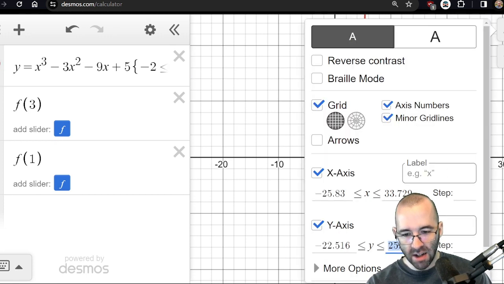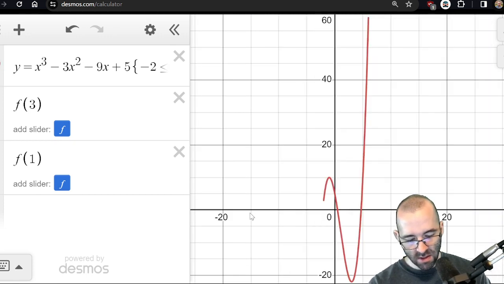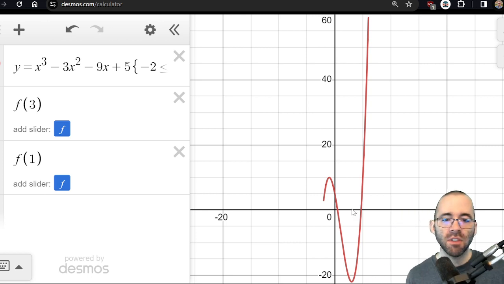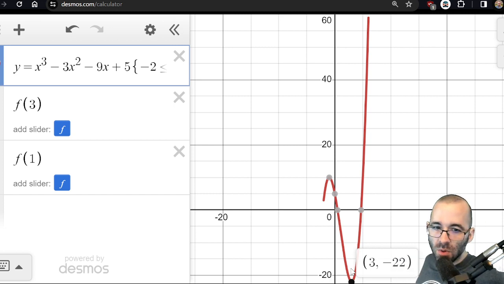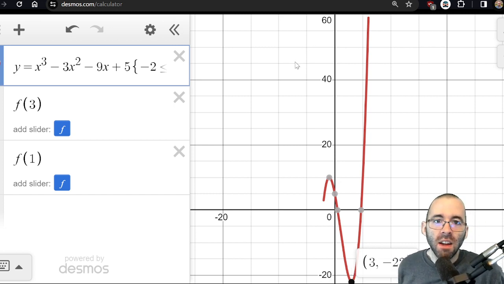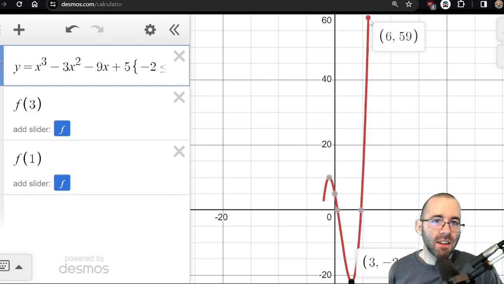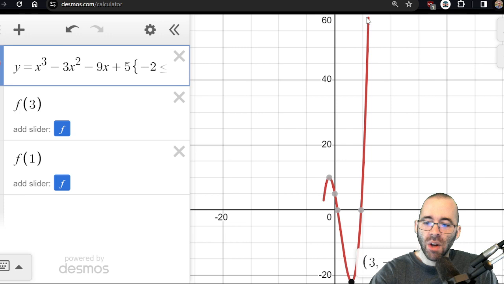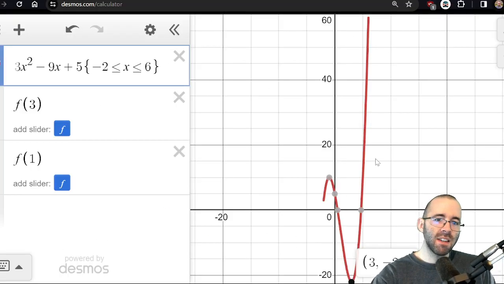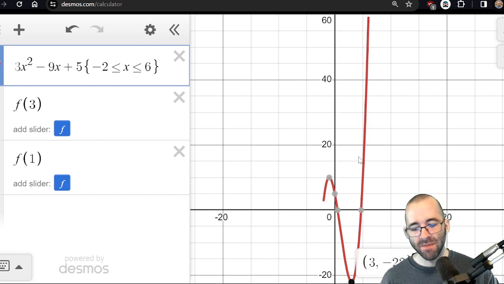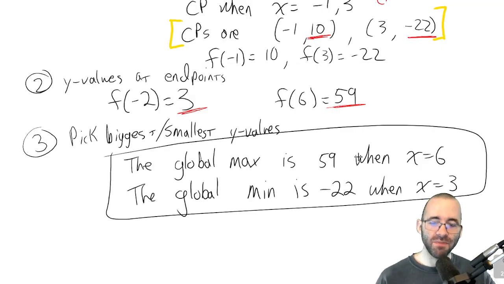We need to see a little higher. Yeah, this is the function on the interval. The global minimum is -22 when x is 3. What's the biggest the function ever gets? It's on the right endpoint. The biggest it ever gets is 59 when x is 6, just like we said. That's what it looks like, and we did it by hand. All the magic. We did it without even seeing what it looked like. The power of calculus.